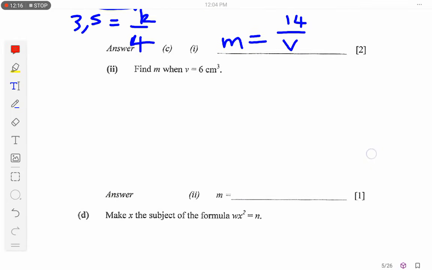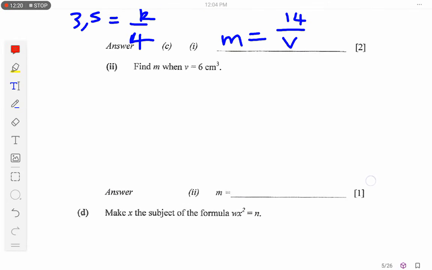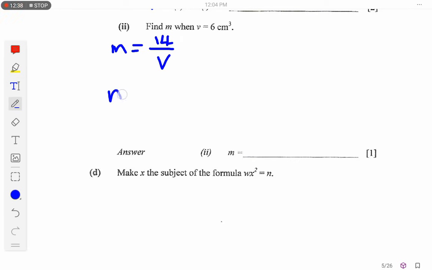It's now saying find the value of M when V is equal to 6. So we are using the same relationship or formula or law there. So we are saying M is equal to 14 over V. Then we substitute what we are given. We are given V is 6. So M is going to be equal to 14 over 6.